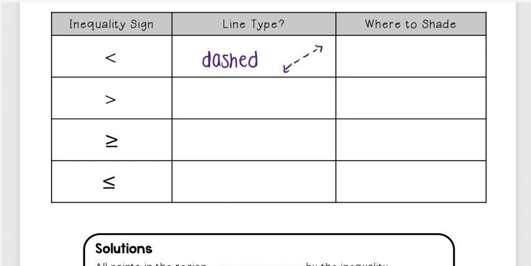And for when we're graphing these, we're also going to be shading, and that shading is going to represent our solution area, so all the points that satisfy that inequality. And for a less than, we're going to shade below the line. So an example of what this would look like is, there's my dashed line, and I shade below it.